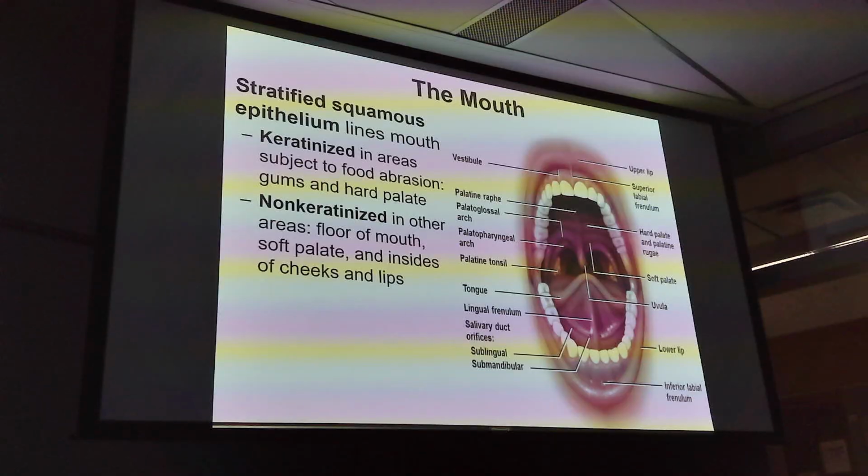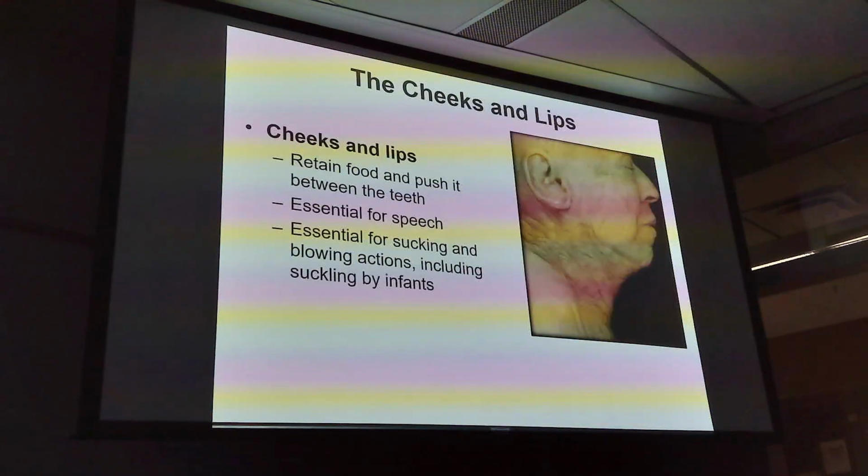Stratified squamous, why? A lot of abrasion. So we do have a lot of keratinized area, especially where there's going to be a lot of abrasion, on our gums and our hard palate. Some of it is non-keratinized, where you have a soft palate, which makes it soft, and inside the cheeks and the lips, so you can actually chew on it.